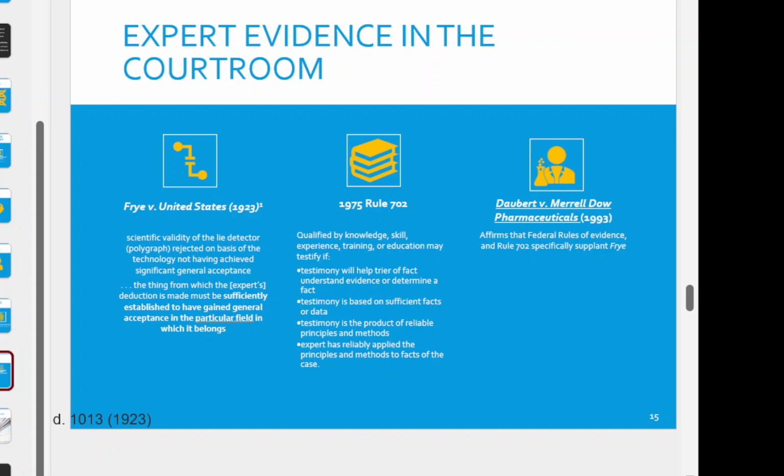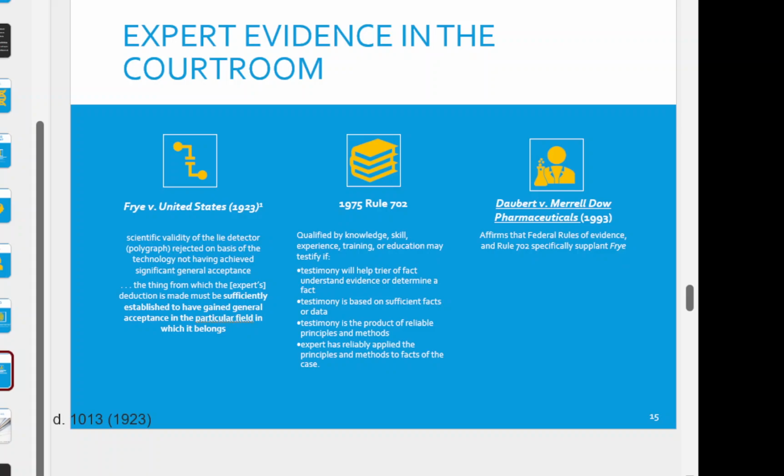So let's spend some time here looking at expert evidence in the courtroom. And one of the landmark cases that we absolutely need to talk about is Frye v. United States. And this case took place in 1923. It established the Frye standard for determining the admissibility of scientific evidence in the court. This case involved the admissibility of a precursor to the modern polygraph, known as the systolic blood pressure deception test.